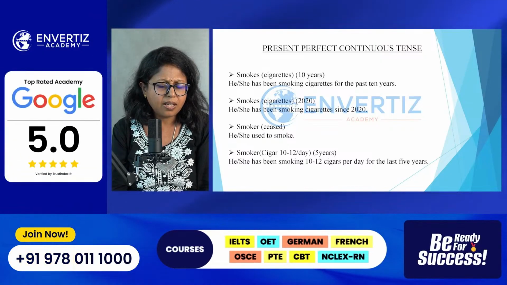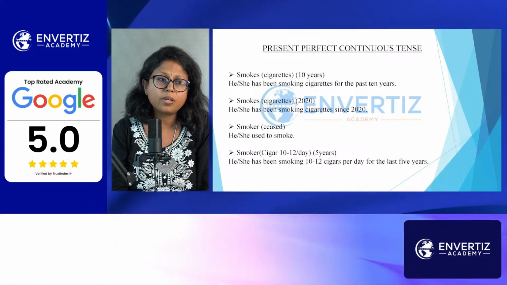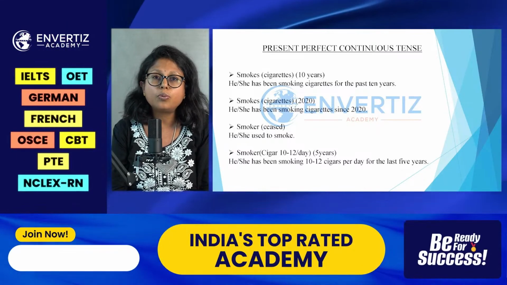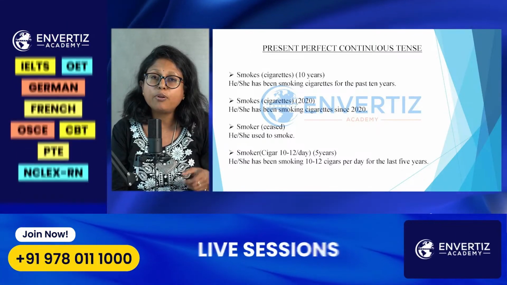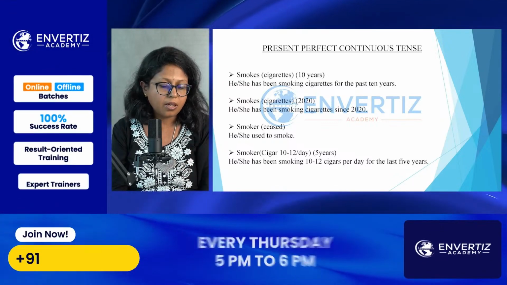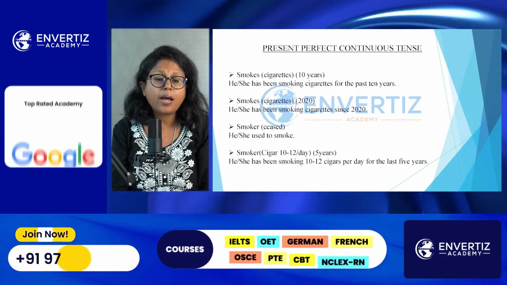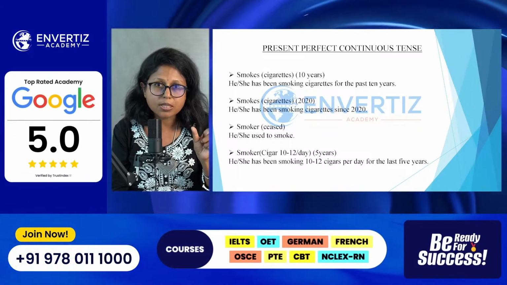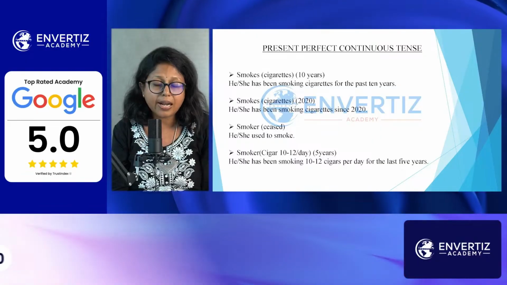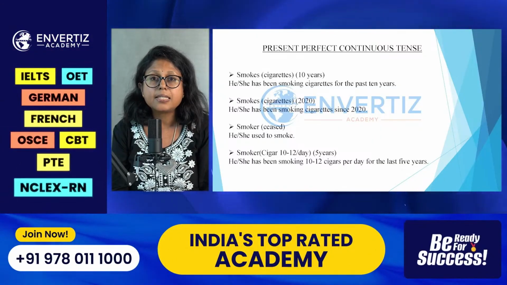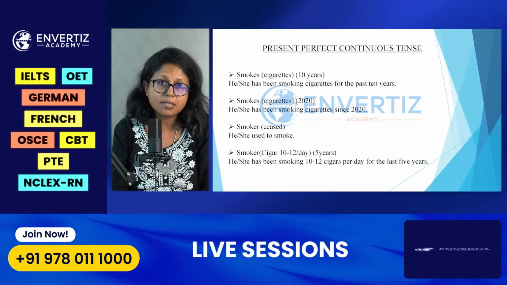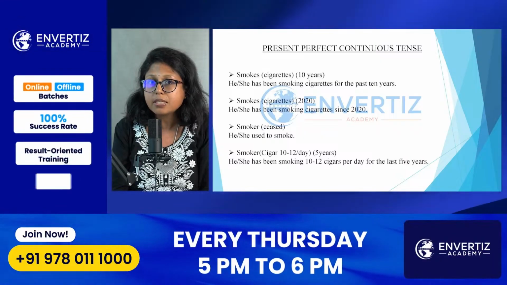This, I think, most of us would have done. So I just want to give you an example of a case note, and let's see if you can come up with answers for these. For example, say you have the word smokes, and beside it in brackets we have cigarettes, and in another bracket we have 10 years. Well, how would you write the sentence?